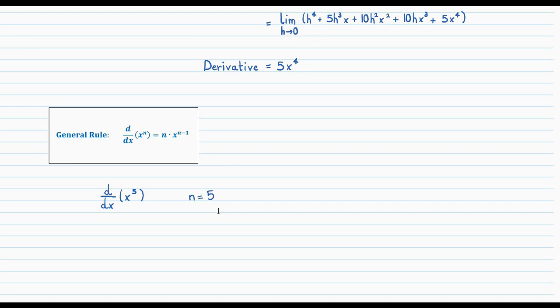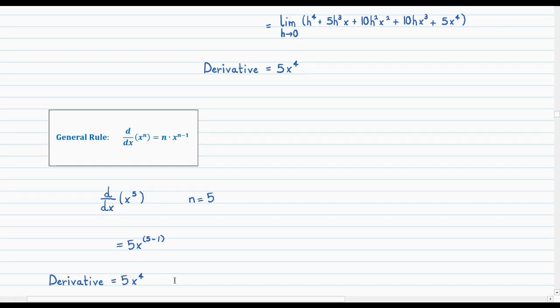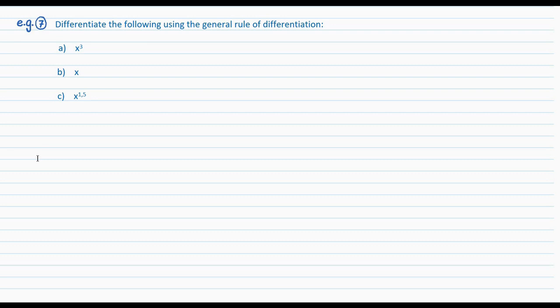Then using the general rule, the derivative would be n, which is 5, multiplied by x to the power of 5 minus 1, which gives the derivative as 5x to the power of 4, which is the same as what we got using the first principles method, but with so much less effort. Here's another example. You now need to differentiate the following using the general rule of differentiation.